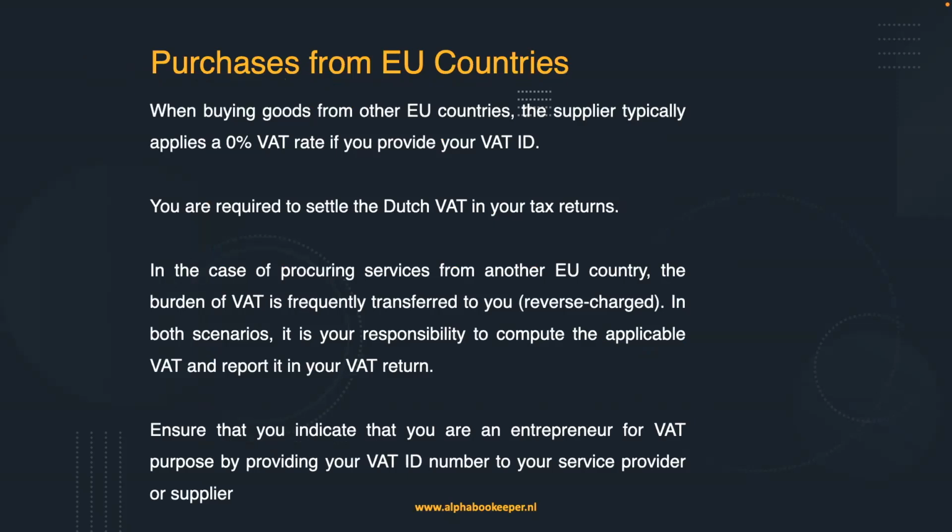Now, we've talked about you making sales to other EU countries. What about if you are buying from other EU countries? We buy things from Amazon sometimes, from Google sometimes, and they are not located in the Netherlands, or their address is not in the Netherlands. Sometimes they are registered in Ireland. What happens when you buy from them? Now, if you provide your VAT ID to these companies when you're buying, they will treat you as a business person and they will not apply VAT. They will sell to you at 0% VAT. Then you are required to settle that VAT here in the Netherlands.